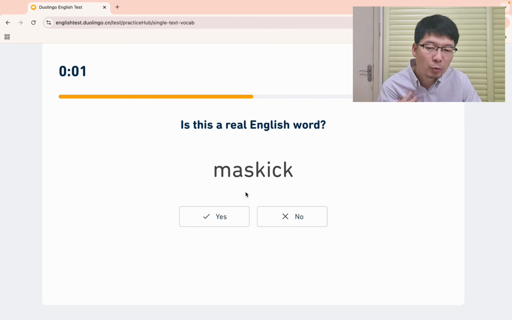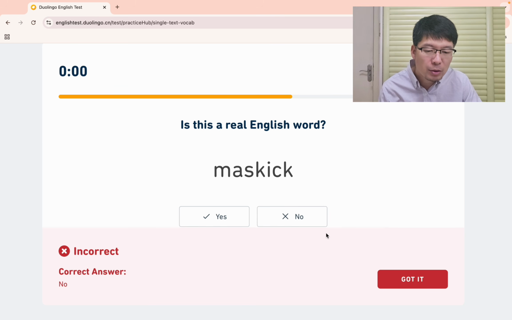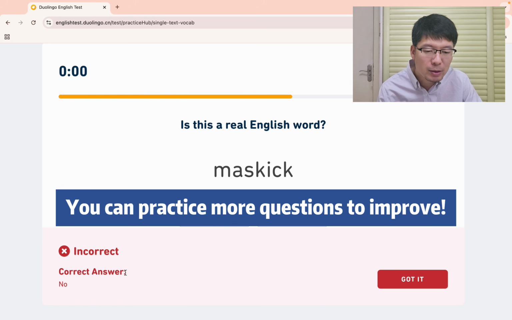So sometimes if you give a wrong answer, it will show you if it's correct or incorrect. So in this way, by practicing this section, you can improve your vocabulary. Okay, so let's quit.